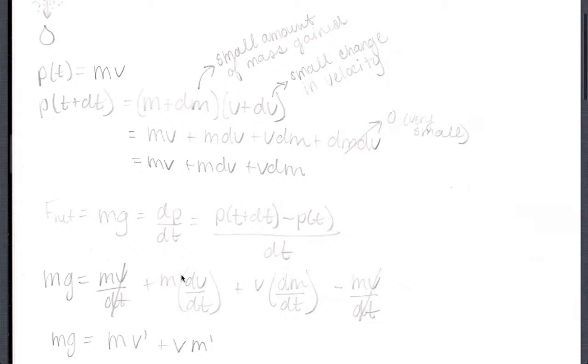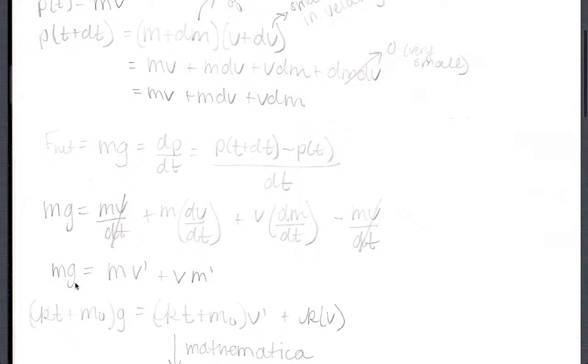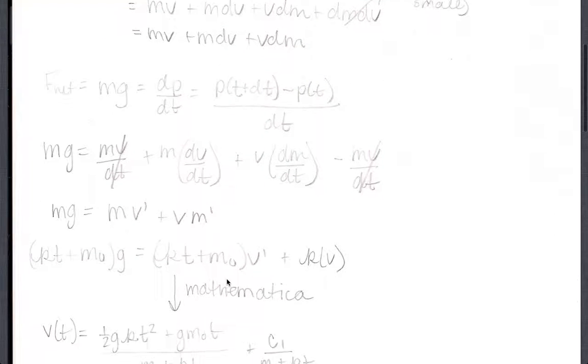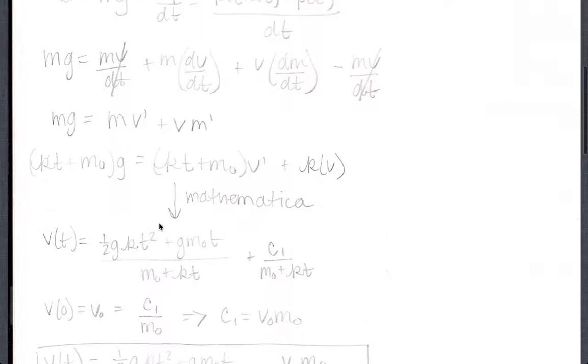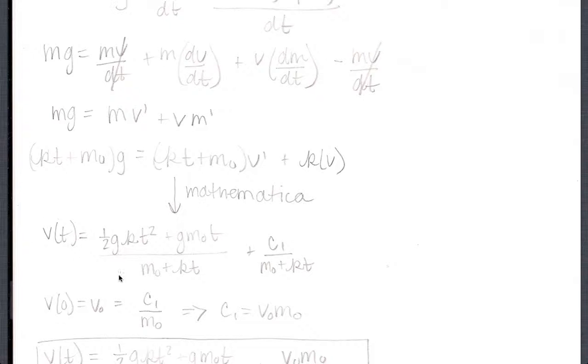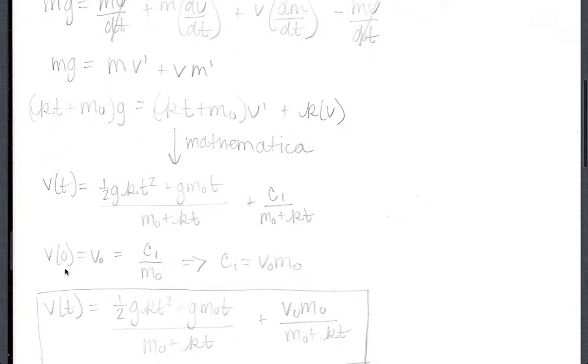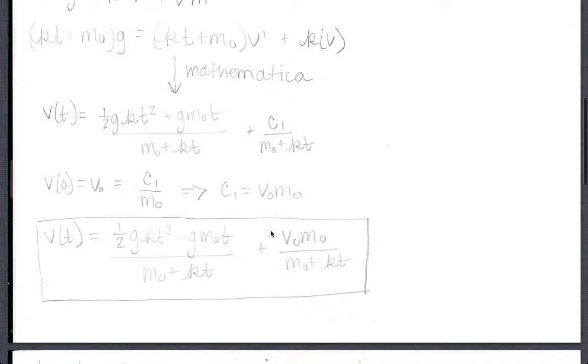And plugging all of that in, that simplifies to mg equals mv prime plus vm prime. And then I substituted the equation that we have for mass with respect to time, put it in Mathematica to solve for me, and I got this equation for velocity. And then solving for the constants, I just said that v at time 0 is v naught. So c1 equals v naught times m naught, so this is our final expression for velocity.